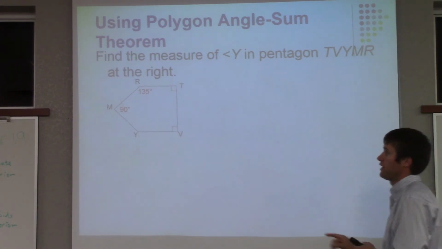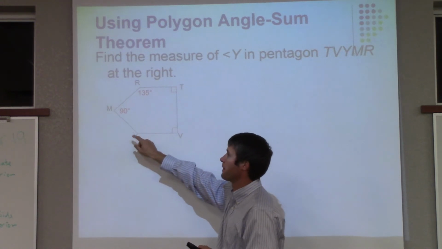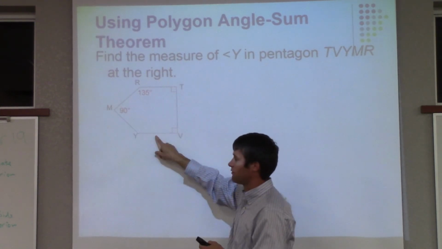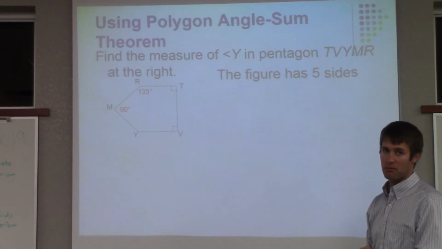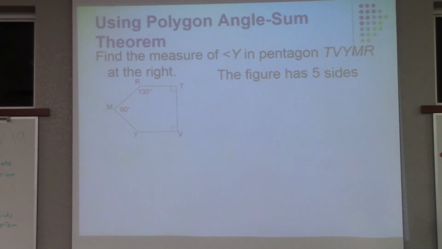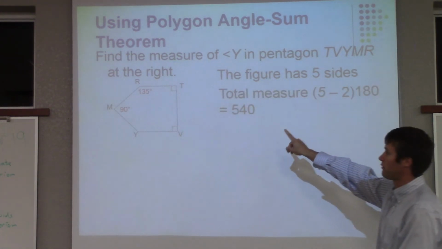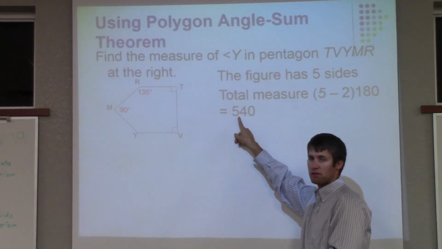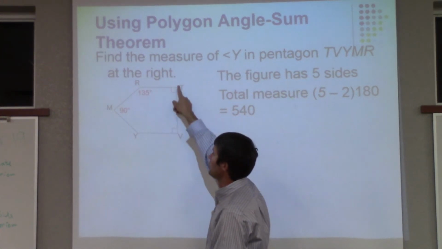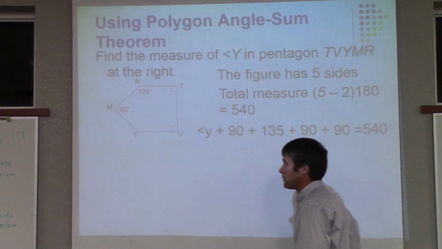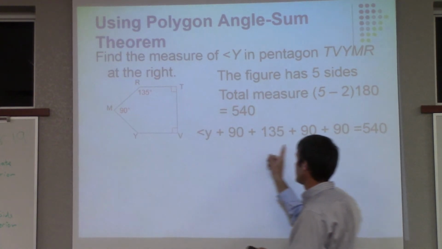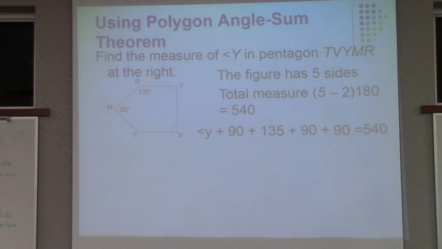We want to find the measure of angle y, this angle right here. We have 1, 2, 3, 4, 5, a 5-sided figure, which is a pentagon. So we go the number of sides, 5 minus 2 times 180, which is 540. So we know there's 540 degrees. Well, we know this angle measurement, we know this angle measurement, we know this one and this one. So we add those all up plus our angle y, and that should equal 540 degrees. Then we subtract, and so angle y would be 135 degrees.